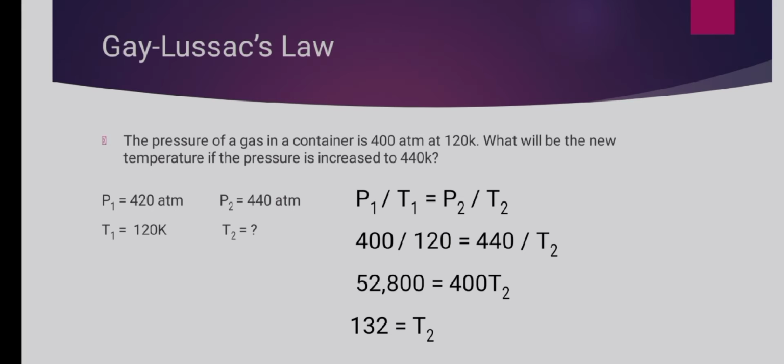Substitute all the given data, especially the initial condition. We have 400 over 120 equals 440 over T2. Then cross multiply 120 and 440, we have 52,800, and multiply also 400 and T2, we have 400 T2. Divide 52,800 by 400, we have 132 as the new temperature if the pressure is increased to 440. And so that is Gay-Lussac's law.